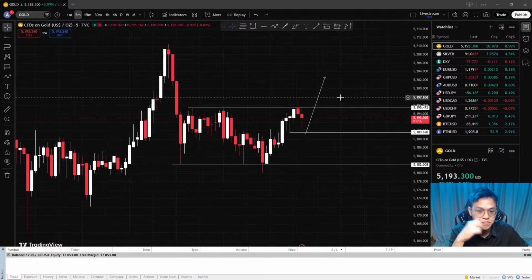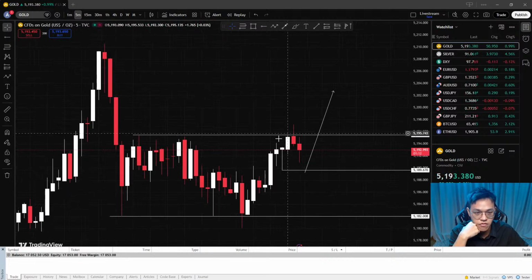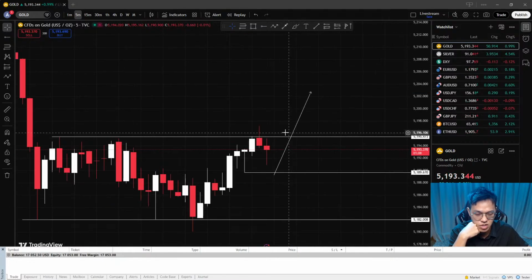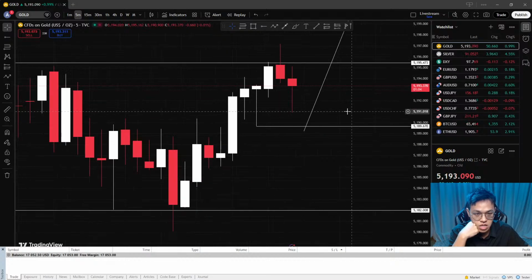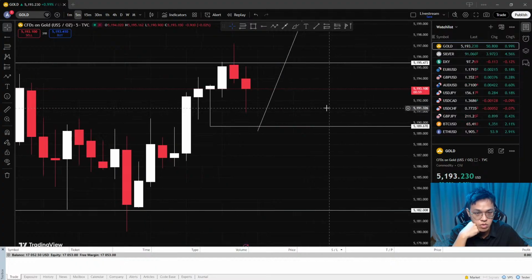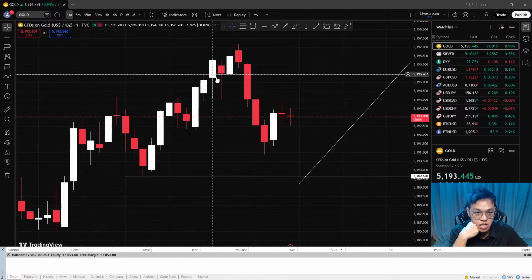But the question is, if you look at the 5 minute chart, there's a liquidity grab, or the fake breakout. So I don't think the price would pump now, at the moment.